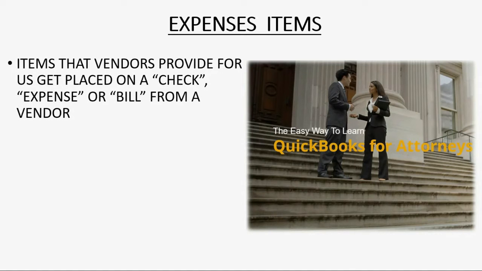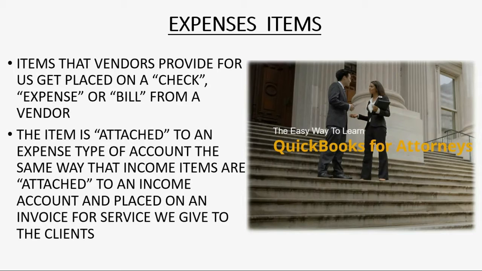Expense items are items that vendors provide for us and they get placed on a check or expense or a bill from a vendor. The item is attached to an expense type of account the same way that the income items that we learned about earlier are attached to an income account and placed on an invoice for service that we give to the clients.